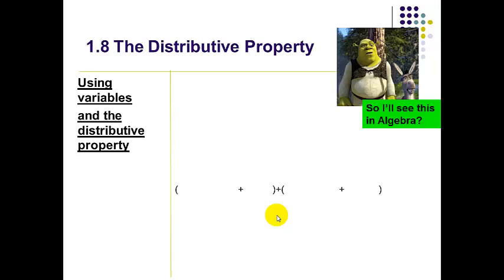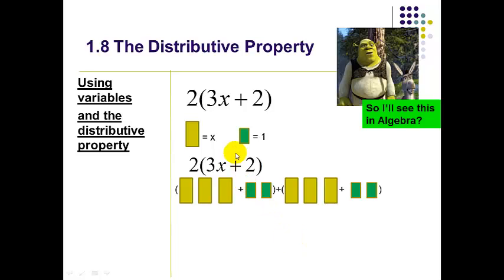So we want to really give you an example using some visuals. So with the visuals, we're also going to use variables here. And it's going to be 2 times the quantity, 3x plus 2. And we're going to represent our x's with these guys and our 1's with this green guy. And now, see, we need 3 of these and 2 of these, and I'm going to fill them in right in here. So, right, there are 2 sets of these parentheses. There's 1 here, and there's 1 here.